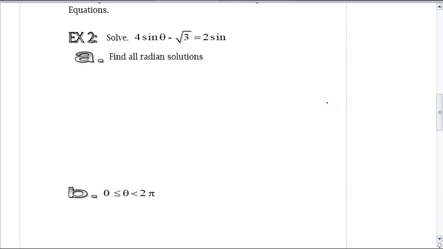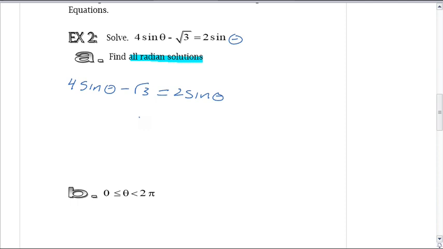It says solve. We're going to do the same thing. Once again, the first part A says all the radian solutions. We've done that just now with example 1. We're going to try it again with example 2. Okay, so first things first, I'm going to solve. So I have 4 sine theta minus radical 3 is equal to 2 sine theta.